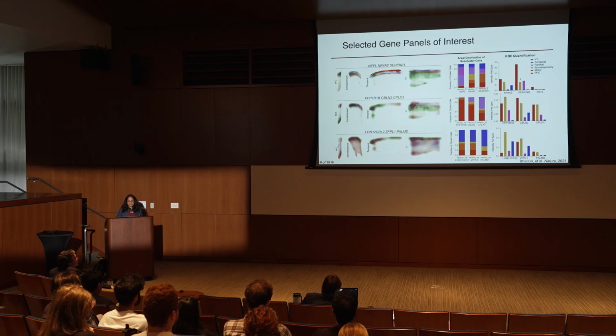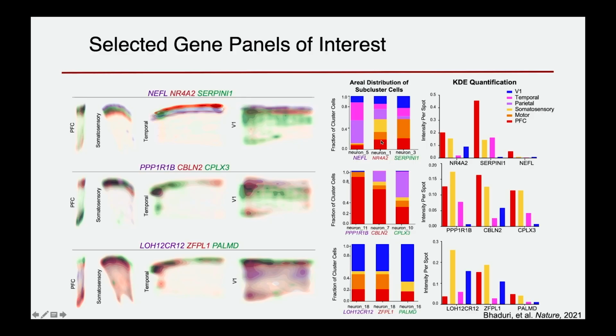When we looked at several sets of genes for which we had seen cortical area enrichment or specificity, we can see the expectations of what we were thinking we would see here in this middle bar chart, and then the actual quantification on the right. For the most part, we did see a validation of the distribution that we were expecting from the single cell analysis.